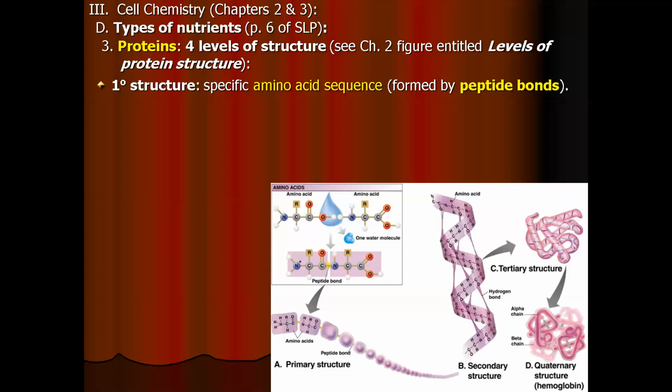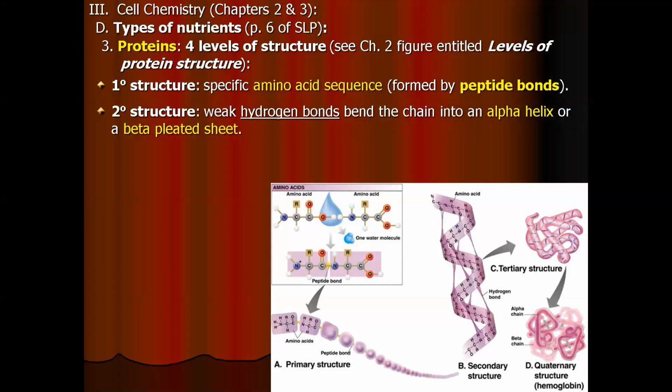And then you're going to start to get some hydrogen bonds between different links from different parts of the chain. These hydrogen bonds are weak, but they can form the chain into a helix, which was noticed first, so they called that an alpha helix. Or it can bend it back and forth like a pleated fan or a pleated sheet. And since they found that second, they called that the beta pleated sheet. That is secondary protein structure. You have to get a little longer chain to see these hydrogen bonds form.